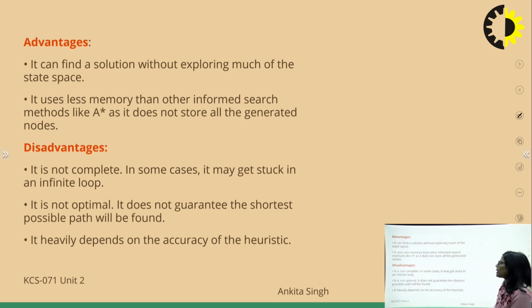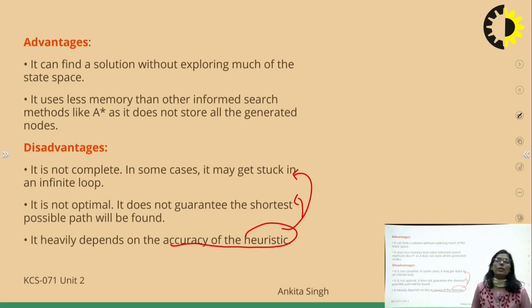Disadvantage: it is not complete. In some cases, it might get stuck in infinite loops, obviously. So it is not complete. It is not optimal also. It does not guarantee that the shortest possible path will be found because this algorithm is highly dependent on the heuristic value. Since it depends heavily on the accuracy of the heuristics, these are the problems we can face, because if the heuristic values are not properly chosen, we can be misled onto a wrong path, and then we might get onto a path which can never lead us to the solution.